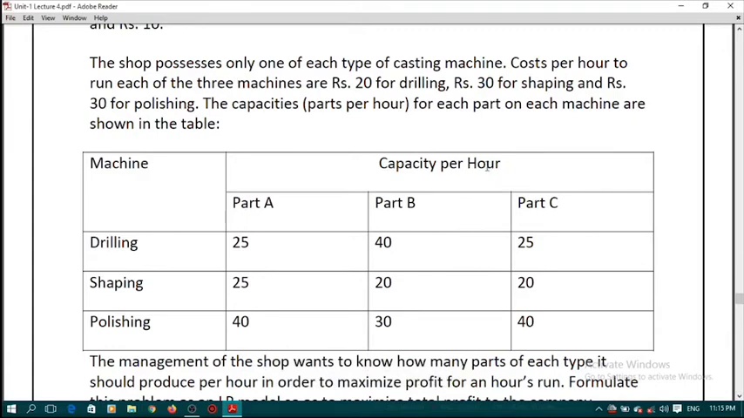And the capacity per hour is, for part A, drilling 25 units, shaping 25 units and polishing 40 units. For part B, drilling 40 units, shaping 20 units and polishing 30 units. And for part C, drilling 25 units, shaping 20 units, polishing 40 units.